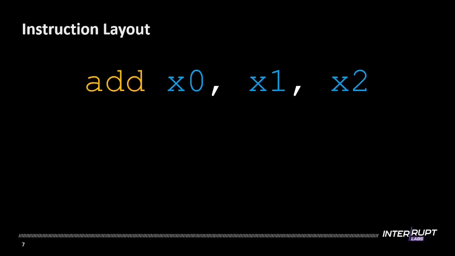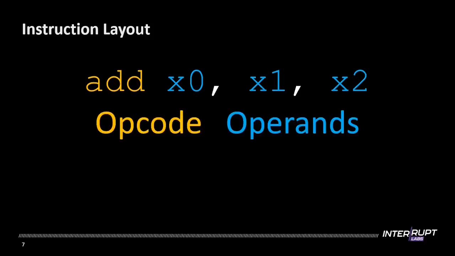So we're going to start by looking at the instruction layout. Here's an example of what a typical instruction might look like in ARM64. You've got the opcode in orange, followed by some number of operands in blue. The opcode is what operation this instruction is actually performing. Is it adding, subtracting, multiplying, comparing, jumping somewhere, loading some value from memory? That's what the opcode is.